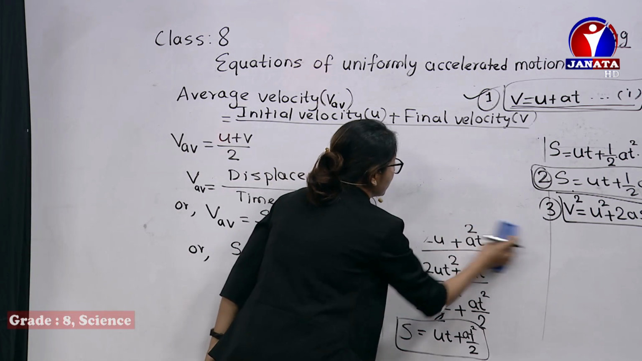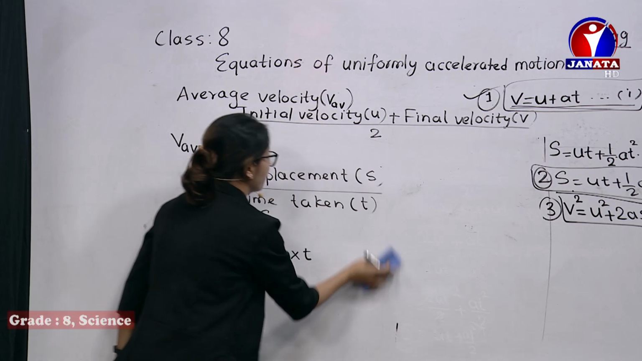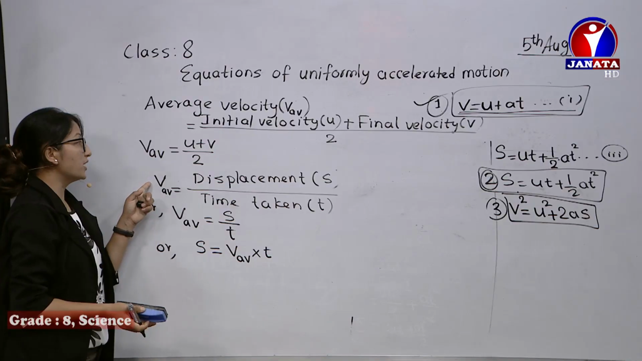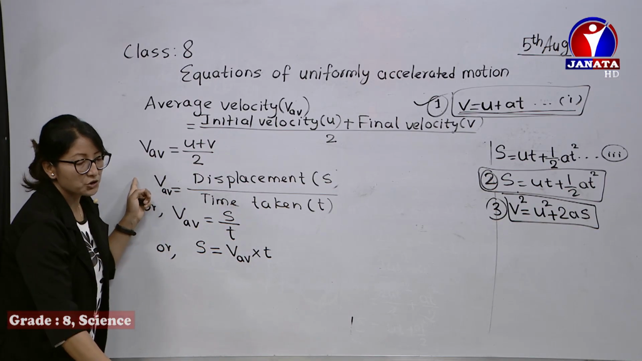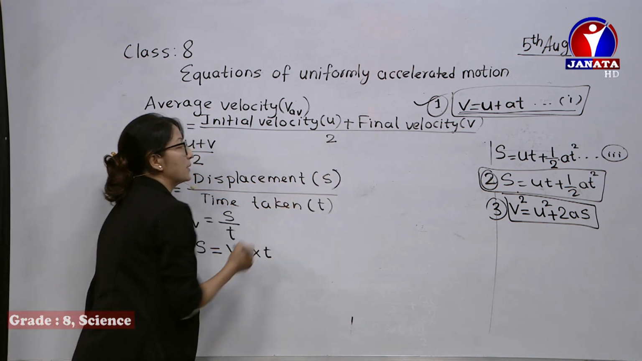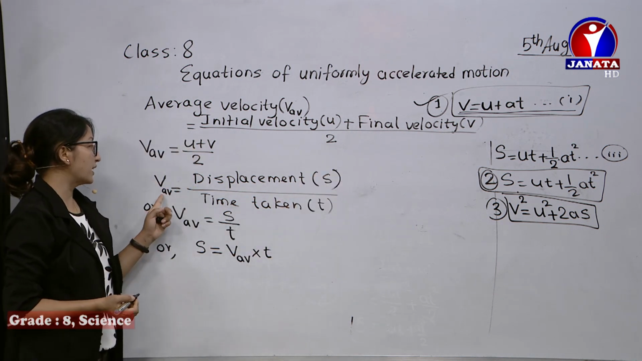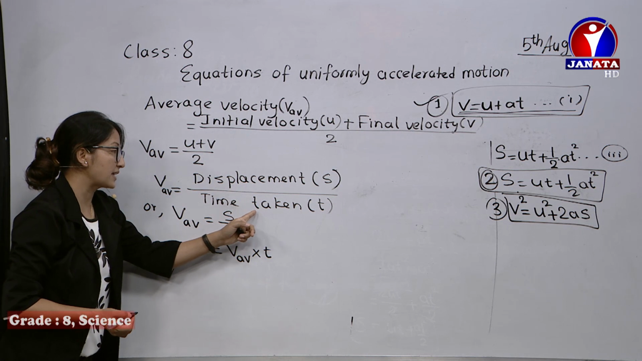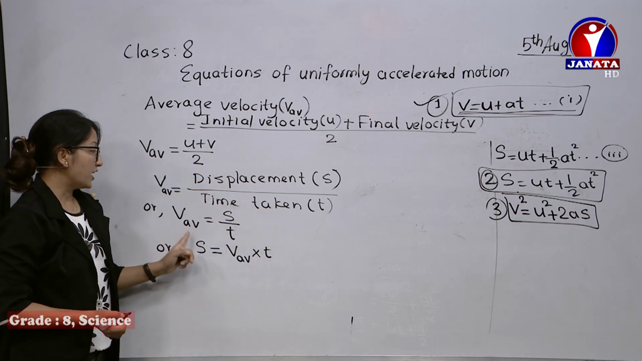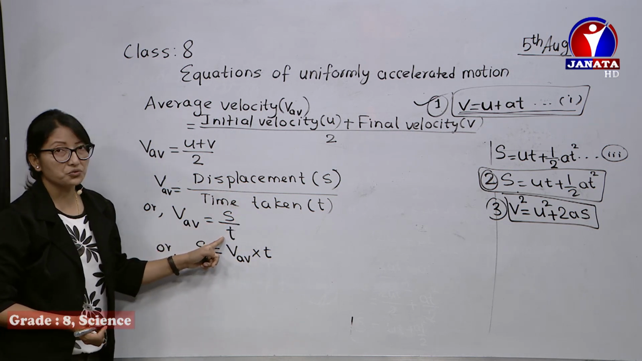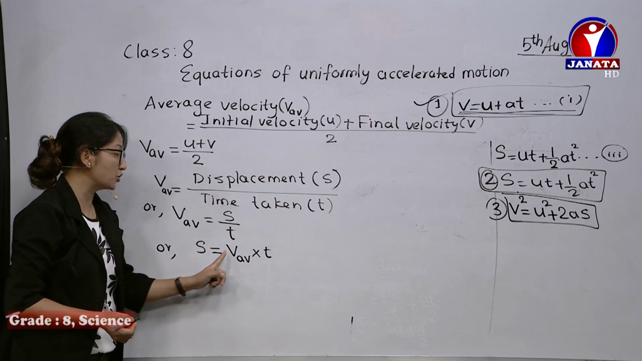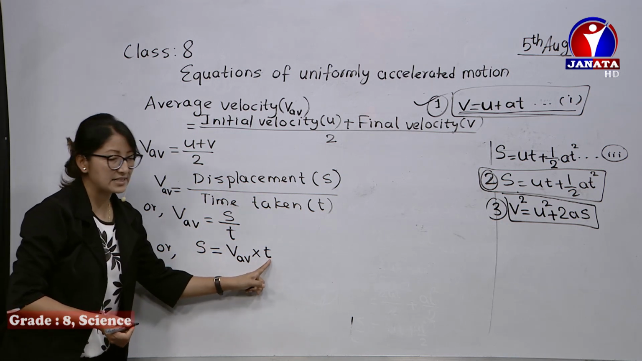I'll just rub this one and continue from here. You can just see over here, it's the same. We just need to remember this step only. A simple step only we need to change. So we have again, average velocity is displacement by time taken, and VAV is s by t. This in the notation form we have written, and s equals VAV into t.